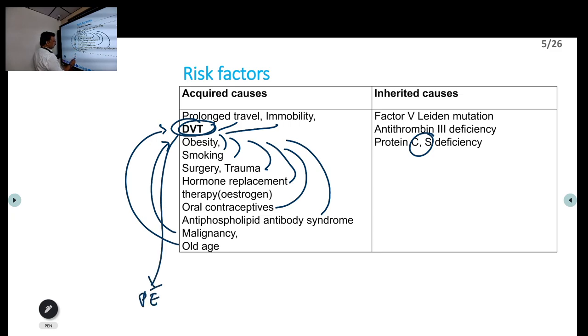But suddenly in the pulmonary artery or pulmonary vein itself, the patient can develop a thrombus, and that also can produce pulmonary embolism. But the common presentation will be that there is a DVT. From that DVT, the patient develops pulmonary embolism.